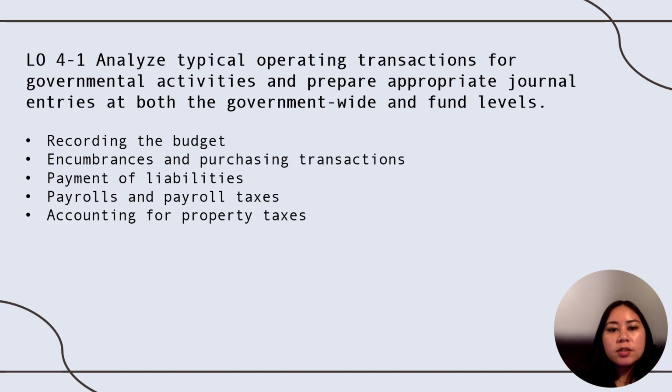Next is encumbrances and purchasing transactions. This journal transaction shows payment obligations incurred and not yet paid for. Encumbrances and encumbrances outstanding are recorded in the general ledger. The encumbrances ledger with its specific accounts is recorded in the subsidiary ledger. Then, entries must be made to reverse the encumbrances entries for the original estimated amounts.